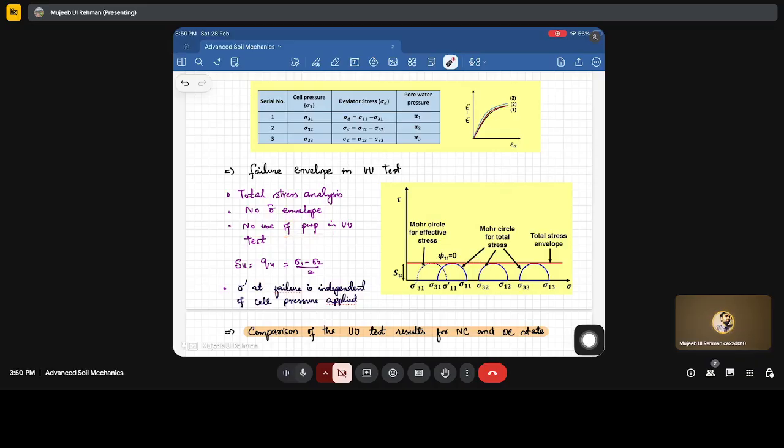So there is no use of pore water pressure in the UU test. That is the reason why I told you in the initial slides, when I was discussing the UU test, that it's not useful to determine the pore water pressure, because we get a single effective stress circle from which we cannot determine the failure envelope for the effective stress in case of the UU test. And the strength is given by sigma 1 minus sigma 3, divided by 2. Fine.